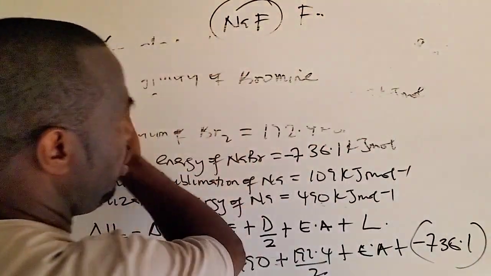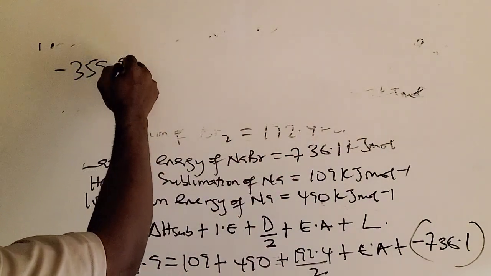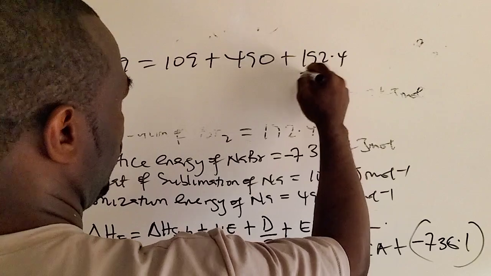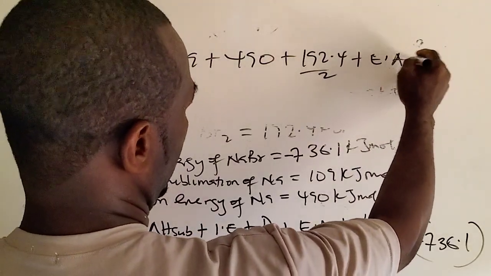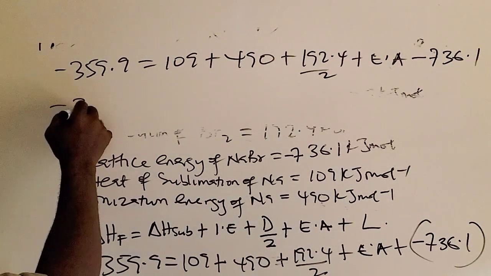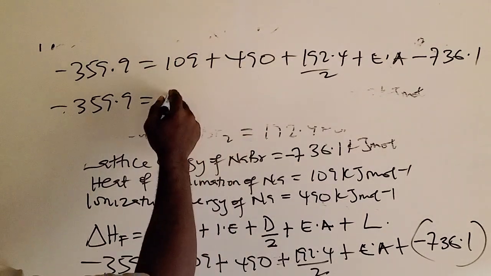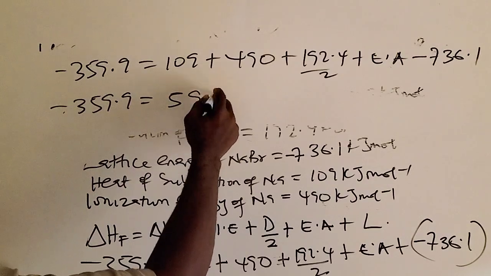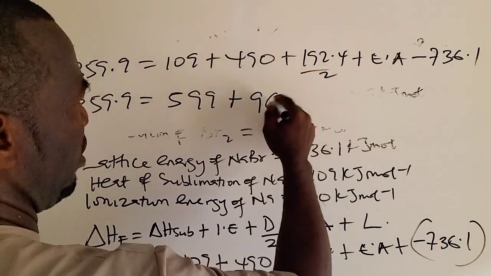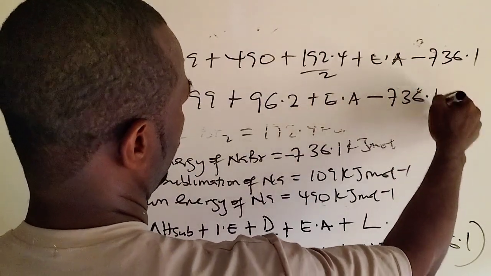So, I can bring this thing up. That becomes minus 359.9 equals 109 plus 490 plus 192.4 over 2 plus EA. Then the minus will cancel the plus, giving us 736.1. Minus 359.9, 109 plus 490 will give you 599, plus you divide 192.4 by 2, that gives you 96.2, plus EA, then minus 736.1.